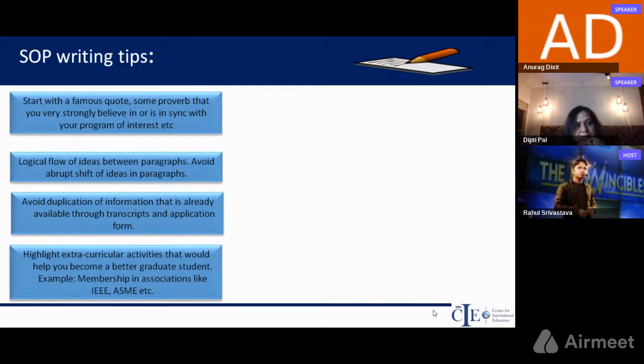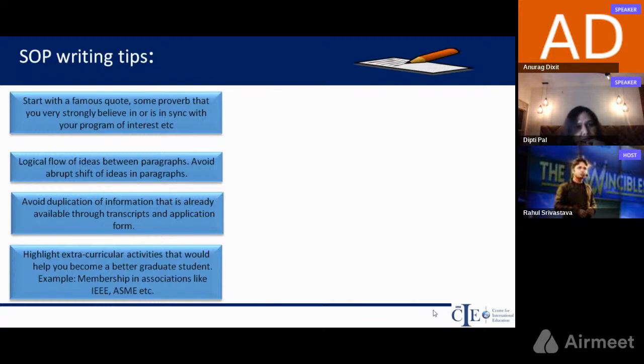Follow the structure, make it simple, make it easy to gauge your interest, so that an admission committee is able to understand what you're trying to convey. So logical flow of ideas and thoughts is very important. As Anurag mentioned, the SOP goes through various rounds of iteration. So it's very important that you keep critically analyzing the document, and maybe show it to your family members and your mentors, so that you are able to put your thoughts in place.